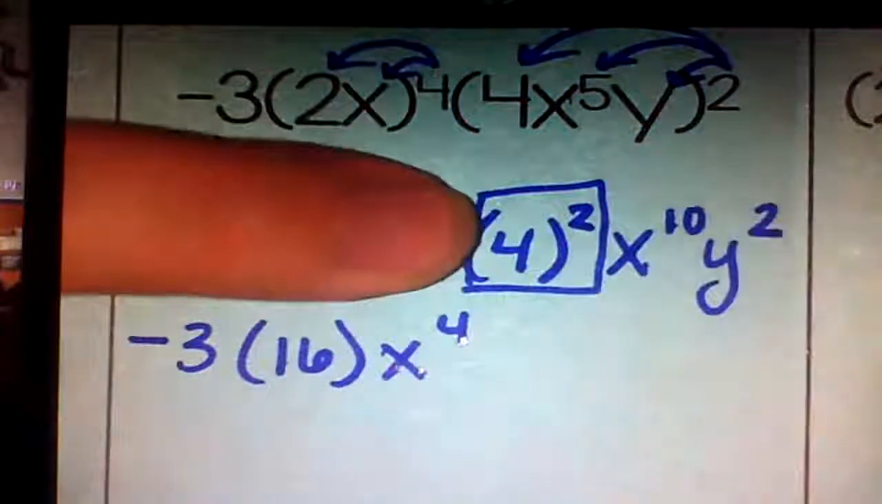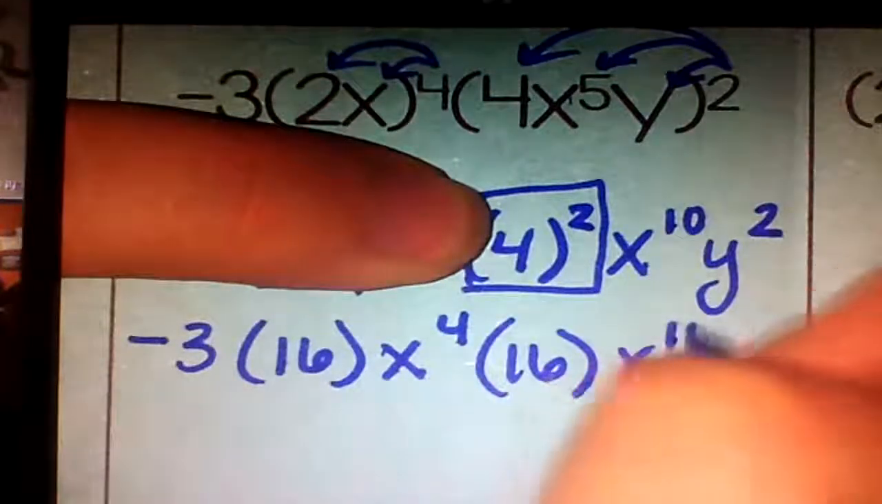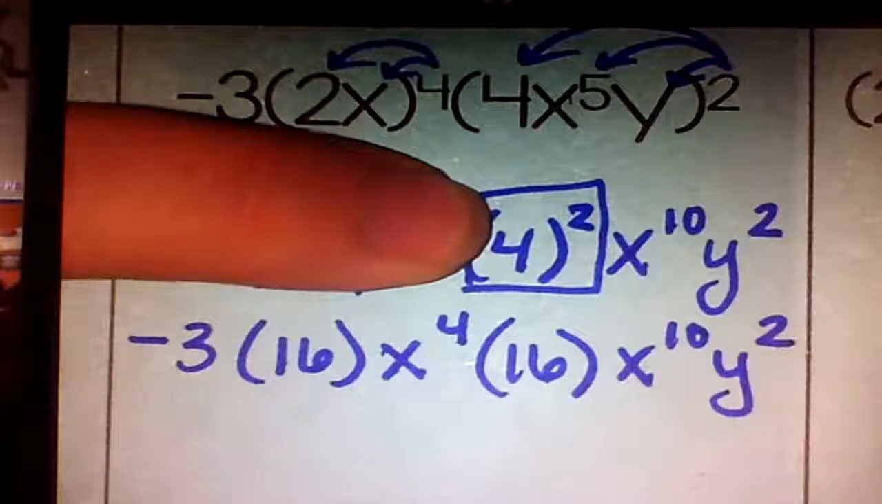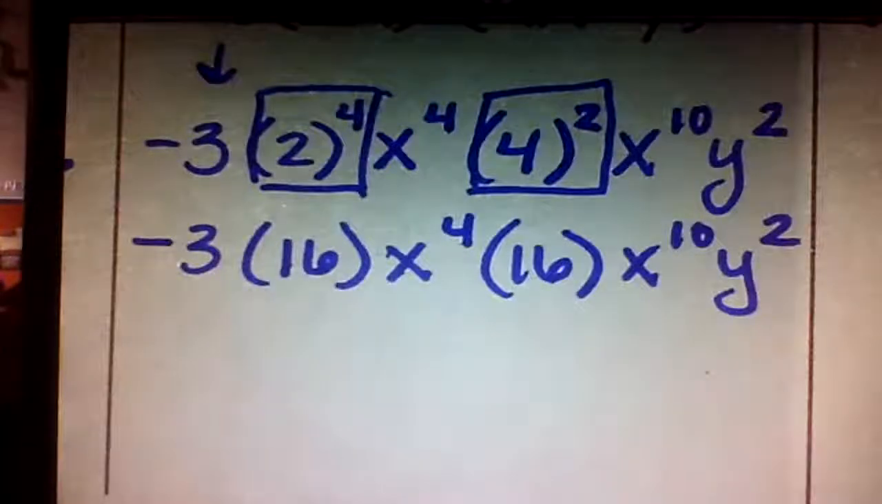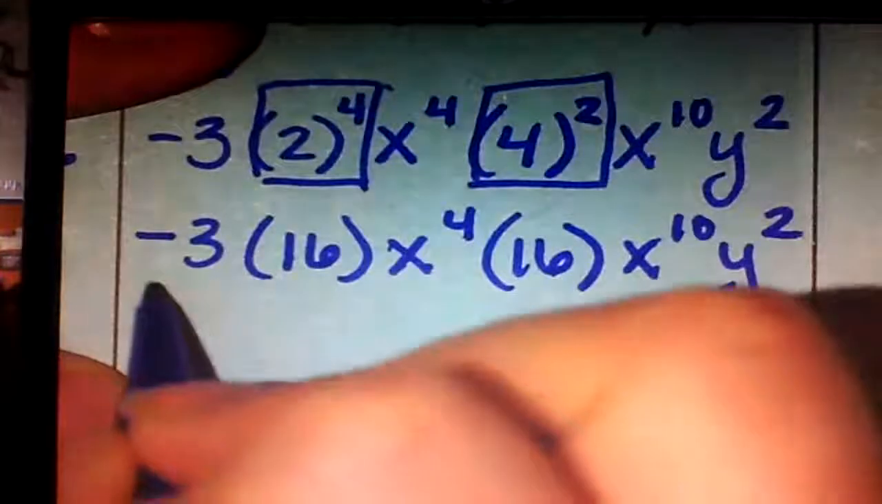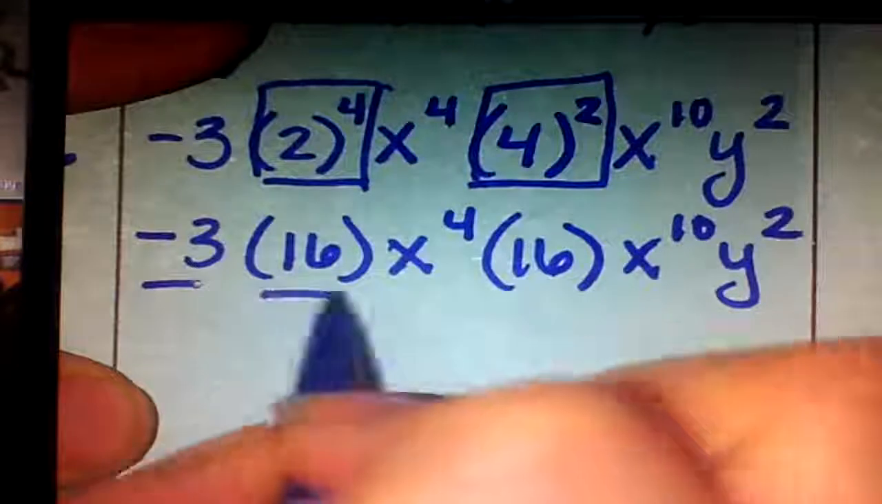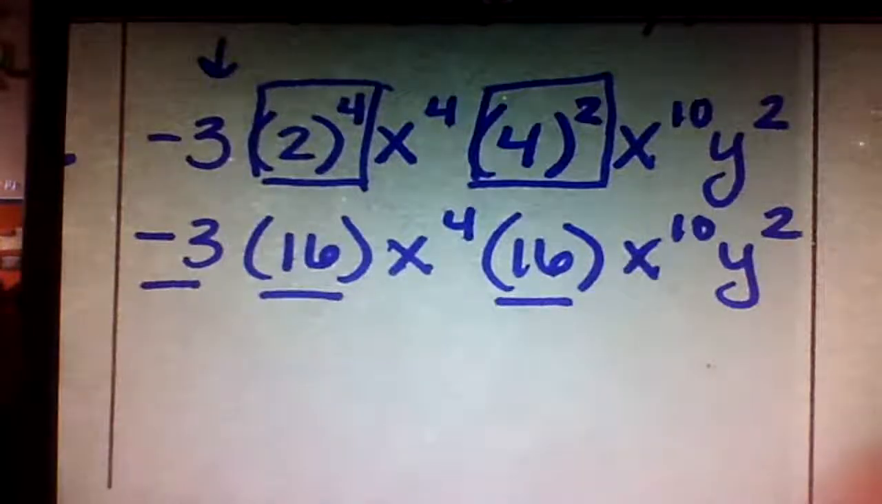What's 4 squared? 16. X to the 10th, y to the 2nd. Okay, so now what? Combine the like terms. Distribute your negative 3 to the 16 coefficient. Okay, so we basically have to multiply our coefficients. So we take negative 3, 16, and 16. Multiply them all together.